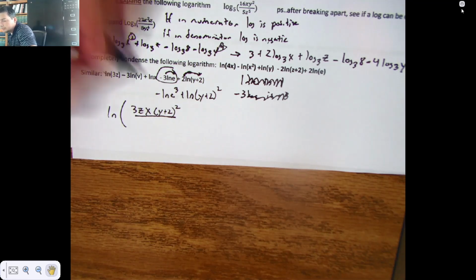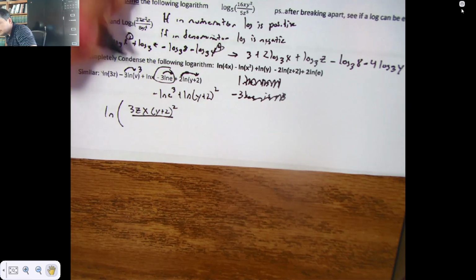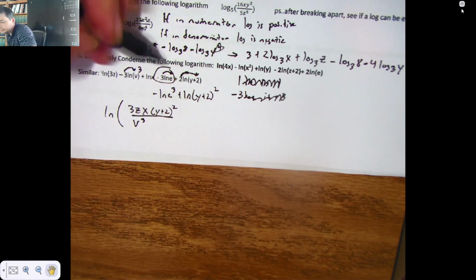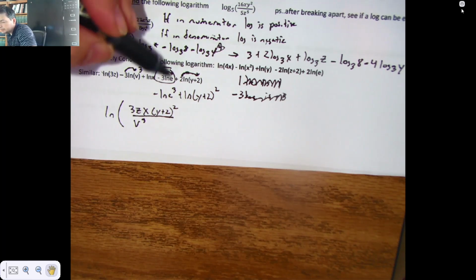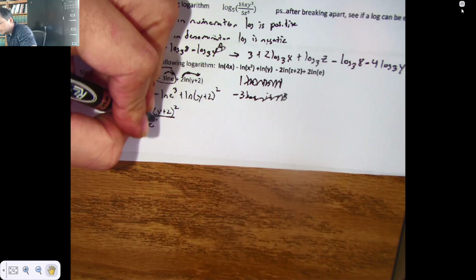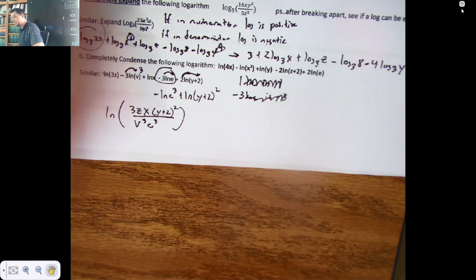What goes down low? I forgot to move that 3, didn't I? y cubed goes down low. What else goes down low? That e cubed goes down low. And that is the full condensation of that logarithm.